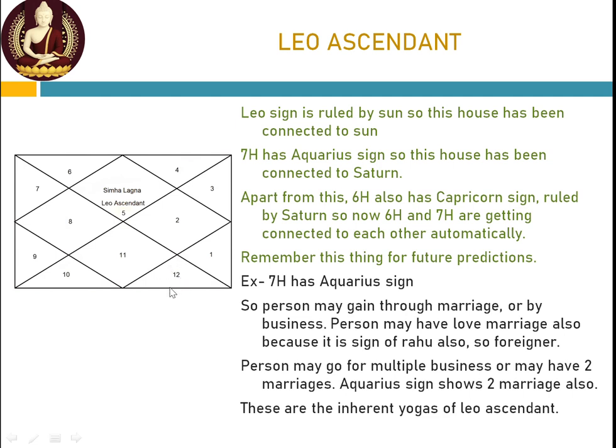Similarly, this house is the 8th house having the natural Pisces sign, and this is connected to the 5th house having the sign of Sagittarius. These both houses are ruled by Jupiter. So Leo Lagna, if she is a female, then she will experience at least one miscarriage in her life. Why? Because naturally the 5th house has been connected to the 8th house energy. This thing you understand, you can predict very quickly.